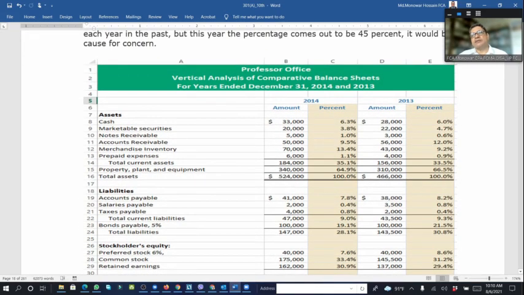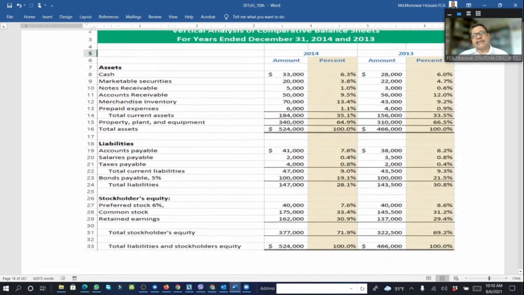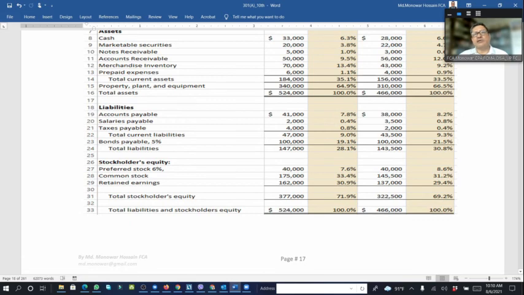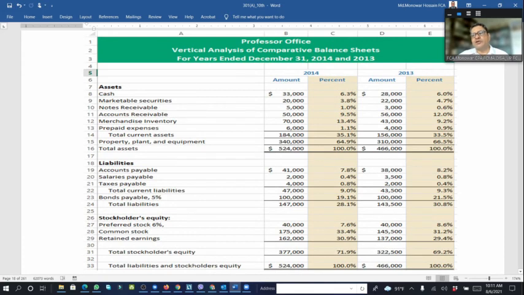And compare years, here 13 and 14. 13 is also 100%, 4,66,000 is the 100%. And in the same way in the year 2014, 5,24,000 is 100%. So here cash 6.3%, here 6%. So here there is an increase in cash. And in the same way, if we see the liability, accounts payable. In the year 13, payable was 8.2% of total liability, but here payable is 7.8% in the year 14.